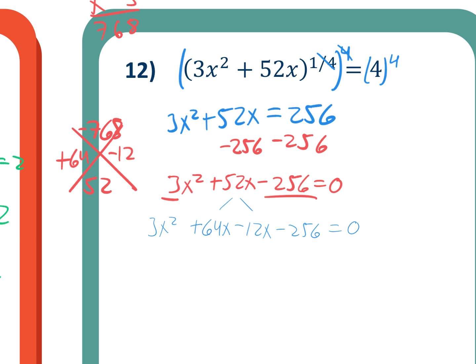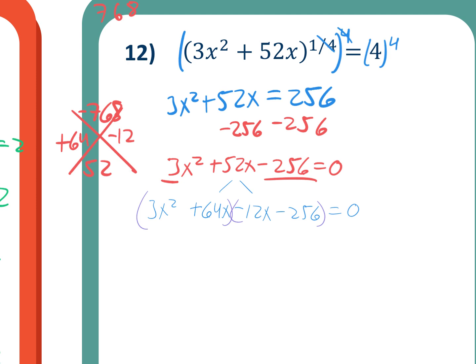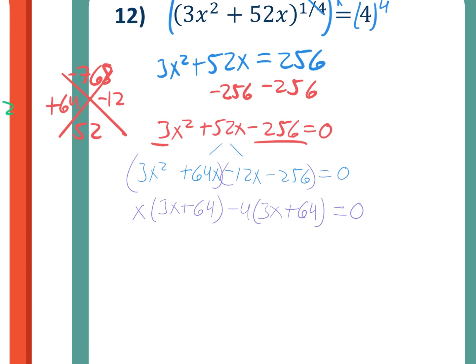Now you want to group the first two and group the second two, and then pull out a GCF from each. It looks like in the first one we can pull out an x, and so we should be left with a 3x plus 64. In the second one, we can pull out a negative 4, and then we should be left with the same thing, a 3x plus 64, equals 0. Since the insides match, we can bring the GCFs into one factor.